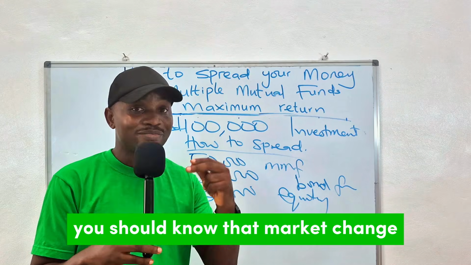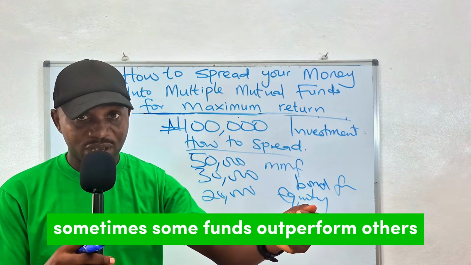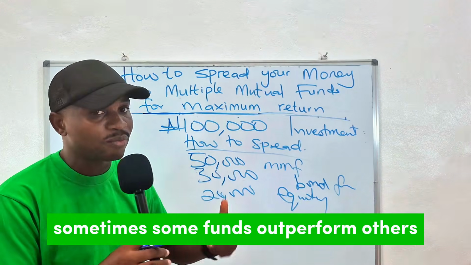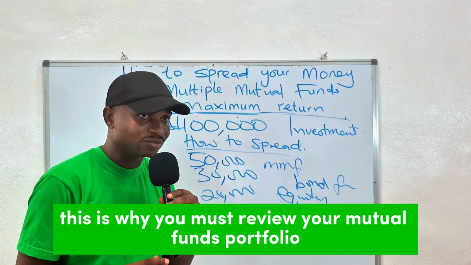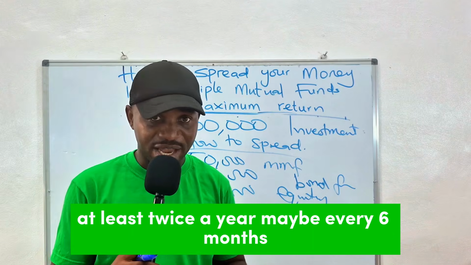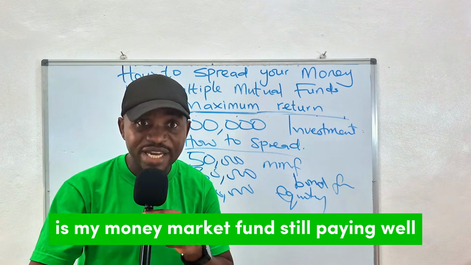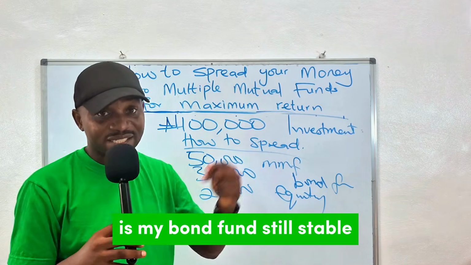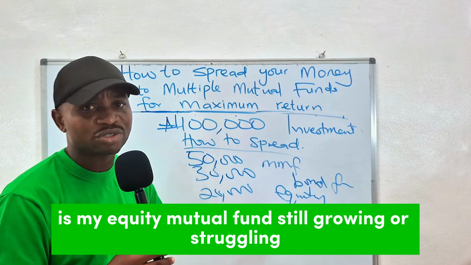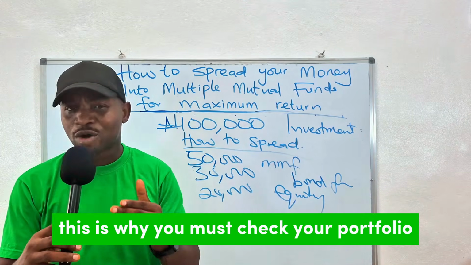You should know that markets change. Interest rates can rise or drop sometimes. Some funds outperform others. This is why you must review your mutual funds portfolio at least twice a year, maybe every 6 months. Ask yourself simple questions: is my money market fund still paying well? Is my bond fund still stable? Is my equity mutual fund still growing or struggling? This is why you must check your portfolio.